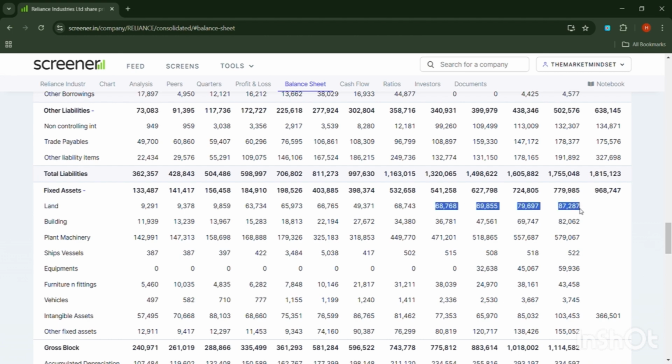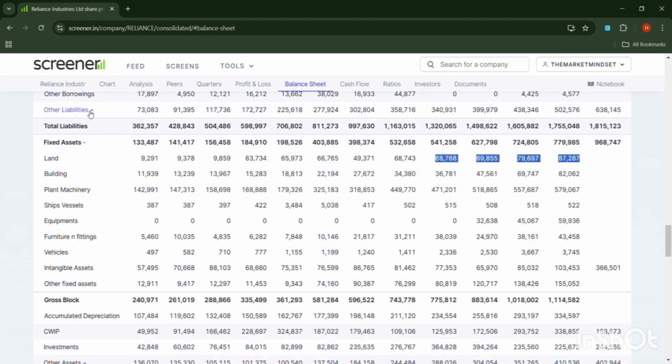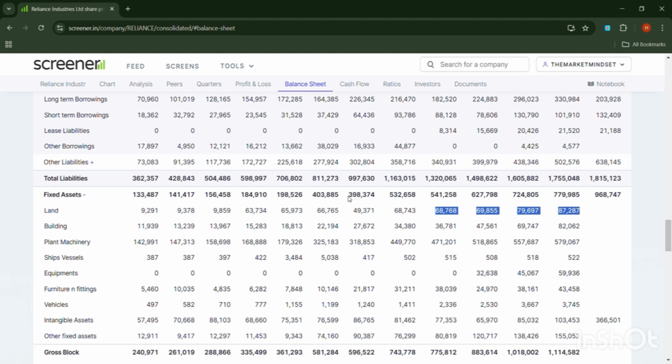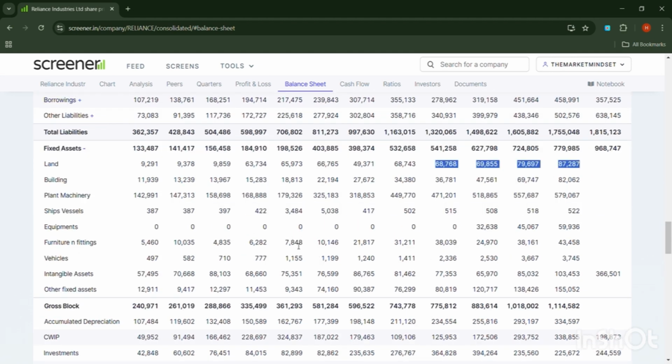In Reliance Industries' case, the land has been constantly increasing from March 2020, and in March 2024 it has increased to 87,000 crore rupees. Next comes the buildings. So basically, buildings also, the name speaks for itself. And the ideal trend for buildings should be increasing as it reflects investment in infrastructure and facilities. As you can see, from March 2020, the buildings amount for Reliance Industries has been constantly increasing, and in March 2024, it has come to 82,000 crore rupees.